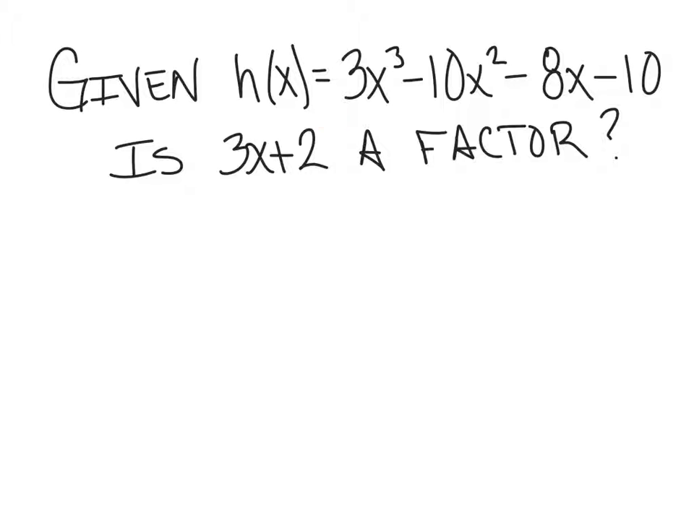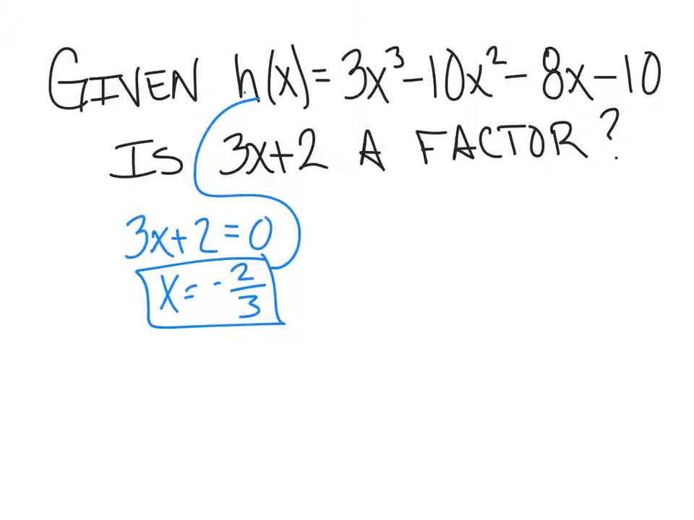Okay, just pretend like you're looking for the 0. What if I set this 3x plus 2 equal to 0? What would you get for x? So what you'd simply get is, let's see, subtract the 2, divide by 3, you'd have negative 2/3. This becomes the number that I would plug into h to test whether 3x plus 2 is a factor or not. So let's evaluate h of negative 2/3.